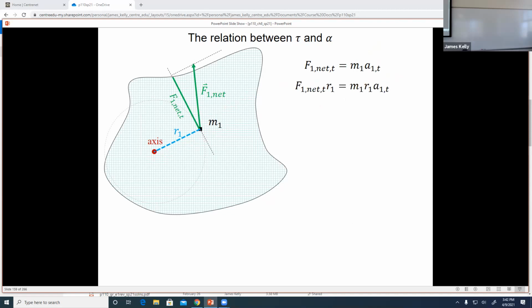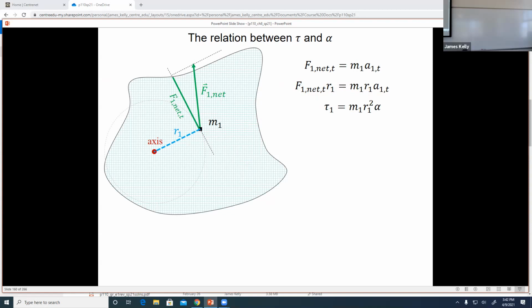Let's multiply both sides by this radius here. And now you see I've got something that looks like this is the net force being applied to M1. And when I calculate the perpendicular component of that force times this distance, that gives us the little bit of net torque that is due to the net force that's being applied to that one. Okay, and it ends up it's equal to M1 times R1 times A1 tangential. All right, hold on just for a second. So that's the torque being applied just by virtue of the forces that are being applied to M1.